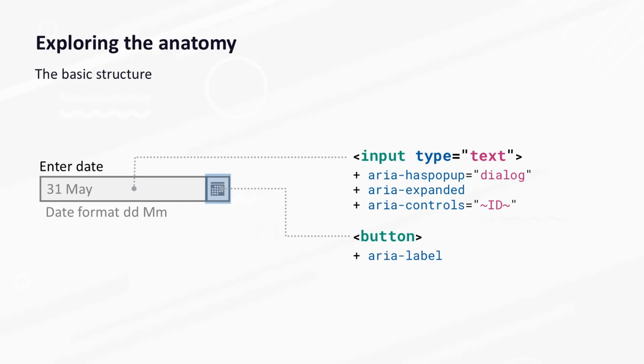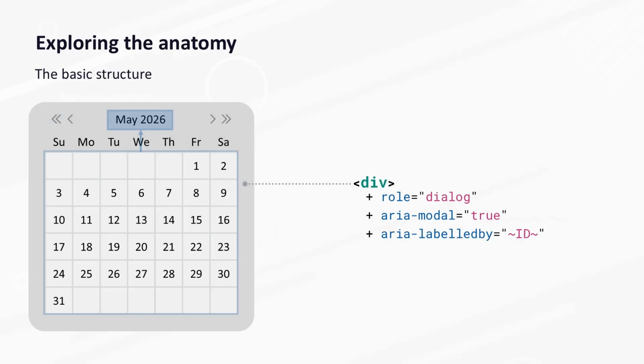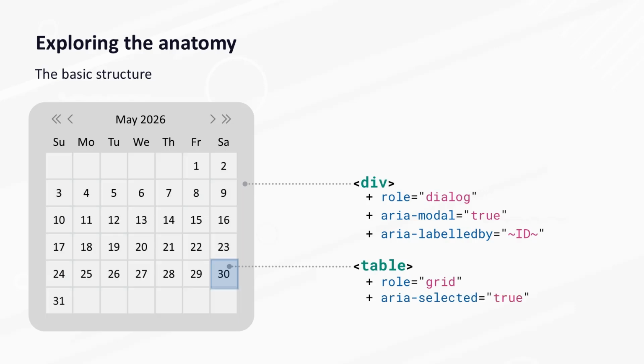Describing the required date format guidance is programmatic, using ARIA describedby on the input, so users know the expected date format. The calendar opens in a dialog container using role dialog with ARIA modal true. The dialog has an accessible name provided by ARIA labelledby, referencing the visible month and year heading. The calendar is built as a table with role grid. The grid contains rows for each week, column headers for the days of the week, and individual cells for each date. The selected date is communicated with ARIA selected.